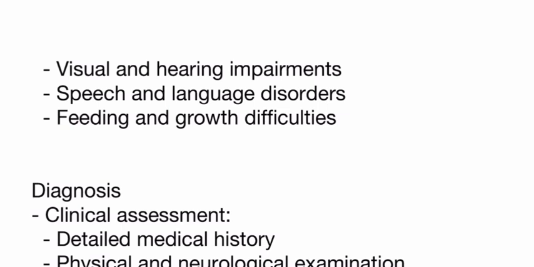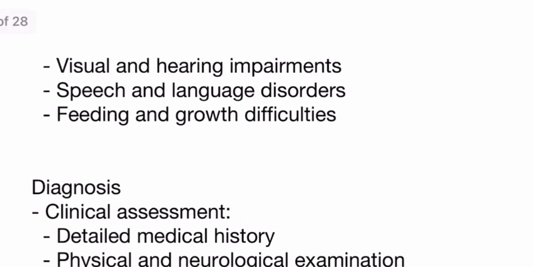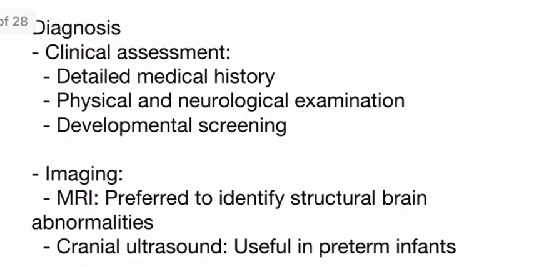So with the associated features, they'll just depend on what part of the brain is affected. So if the part for vision is affected, then vision is going to be affected. So whatever part of the brain is affected will determine the type of associated symptoms.